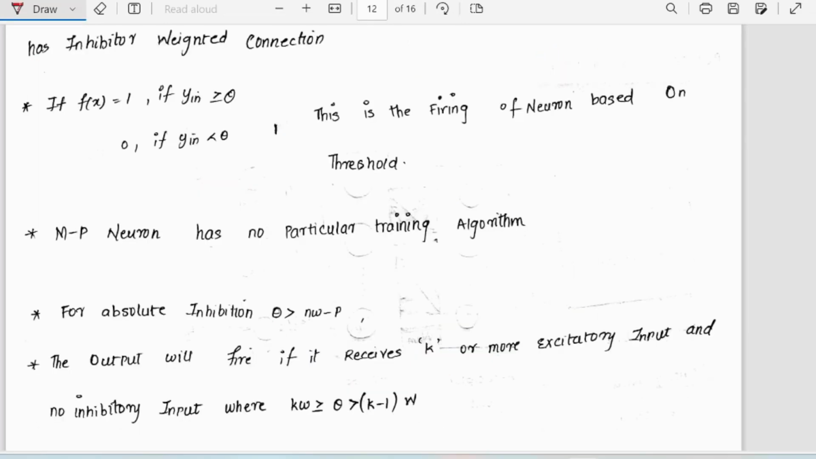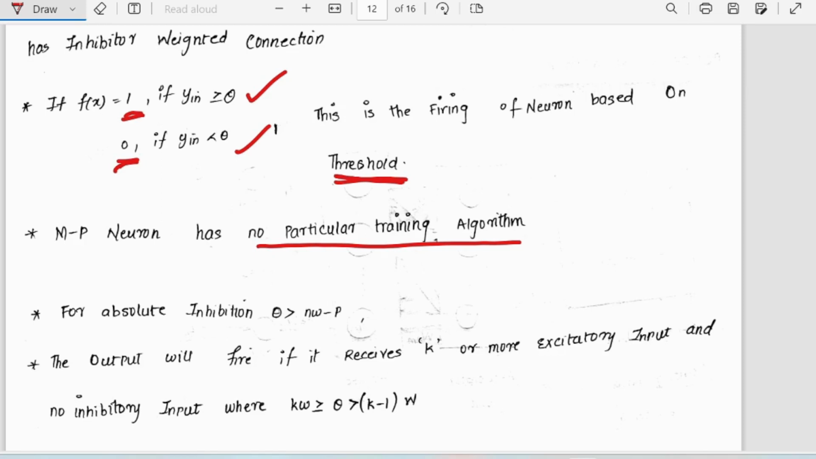Like what we have studied before, if the input is greater than a particular threshold, then the neuron will fire, or if it is less than the threshold, then the neuron will not produce any output. So it ultimately depends upon the threshold that we are setting. And this Culloch and Pitts neuron does not have any particular training algorithm. You can use any one.